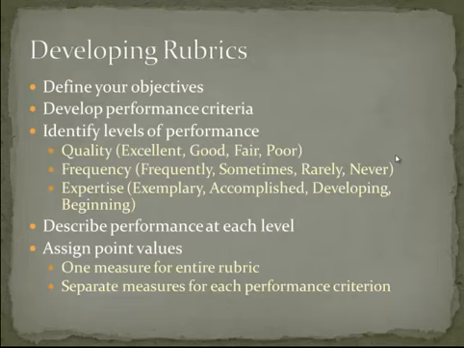You could also assign separate measures for each performance criterion. So they may perform well on one criterion and poorly on another, and they would get separate point values for each one of those. Add up the point values and you get the score for the overall rubric. Let's look at an example.